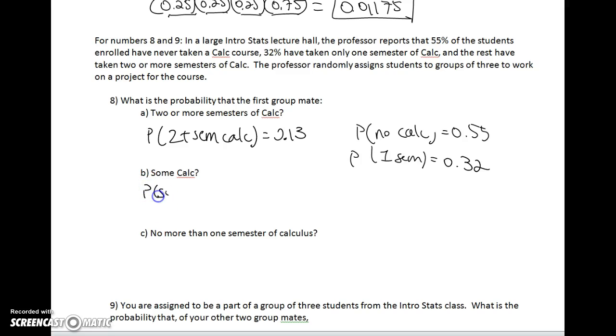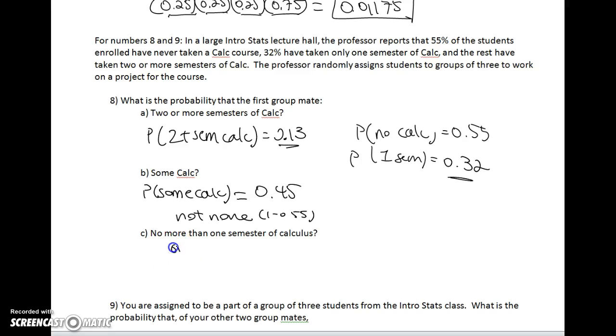What's the probability that we had some calc? So this just means not none. So this includes the 0.13 and the 0.32 category. We add those up and we get 0.45. In other words, you also could have done 1 minus the 0.55, and that would have achieved the same goal. What's the probability that you had no more than 1 semester of calc?